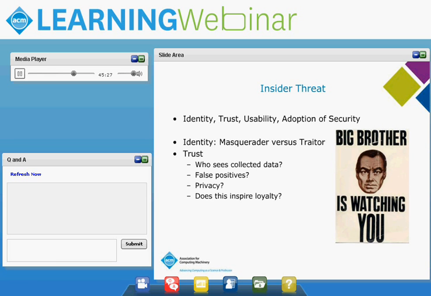How is it that you can detect an insider? Well, you need to collect data, and you need to be mining it, and you need to be watching for someone doing something malicious. Well, all right, who sees that data? What are the privacy issues in here? What about false positives? Imagine you accuse someone of doing something malicious, and they were really just trying to get their job done. What impact does that have on that person?